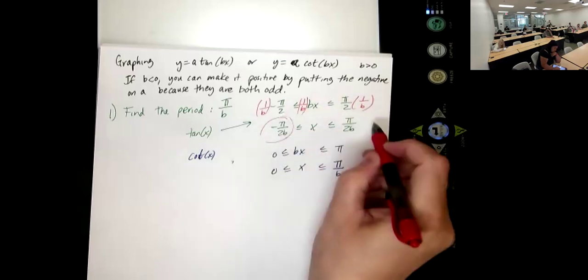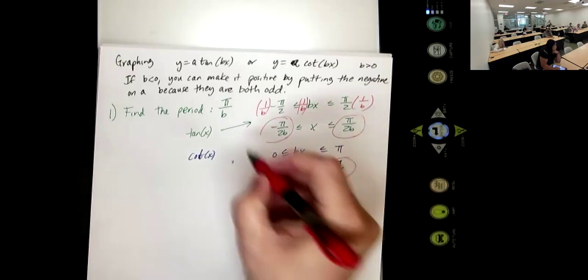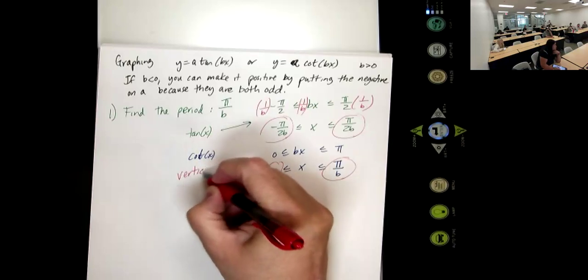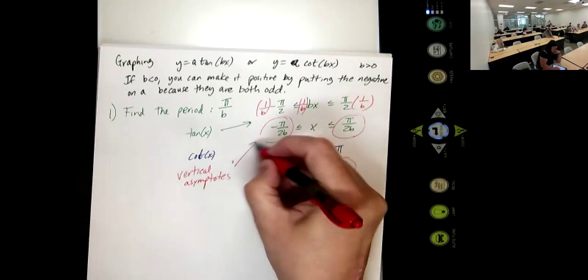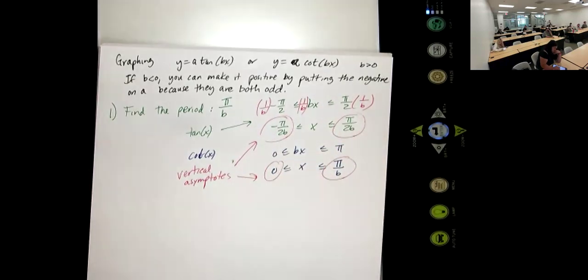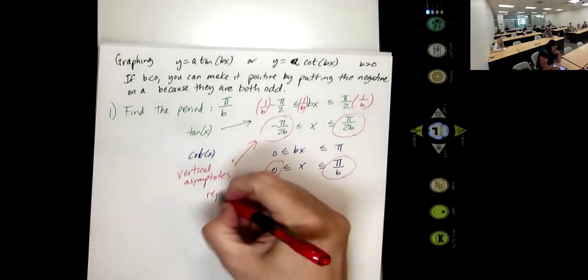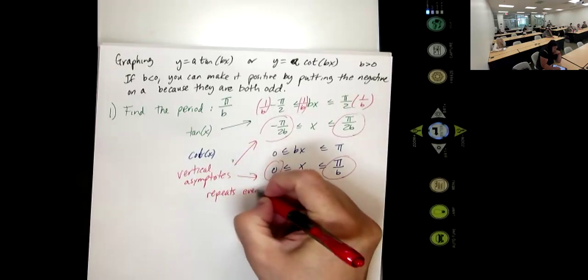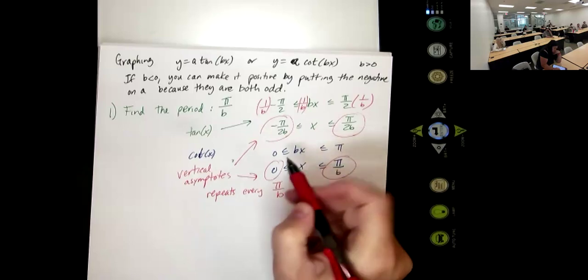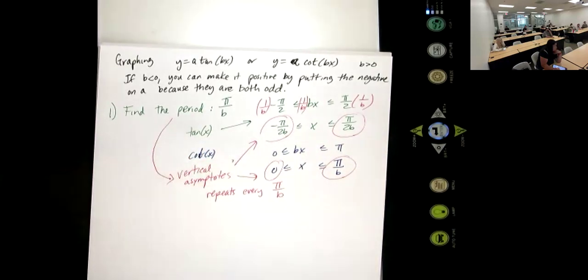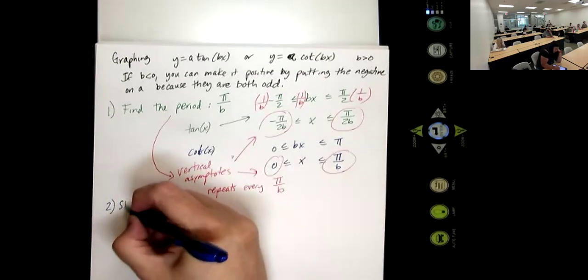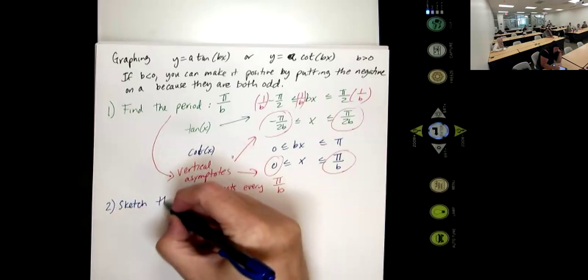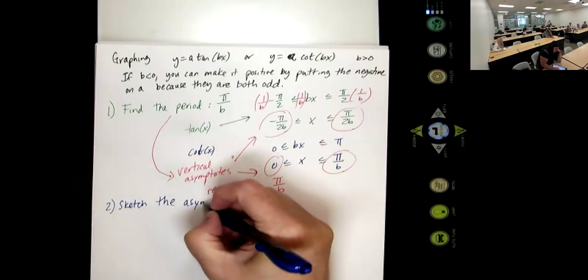These values for each of those functions are your vertical asymptotes, and it repeats every pi over b from the period. So step 2 is sketching them: sketch the asymptotes, because that really guides how the behavior is.